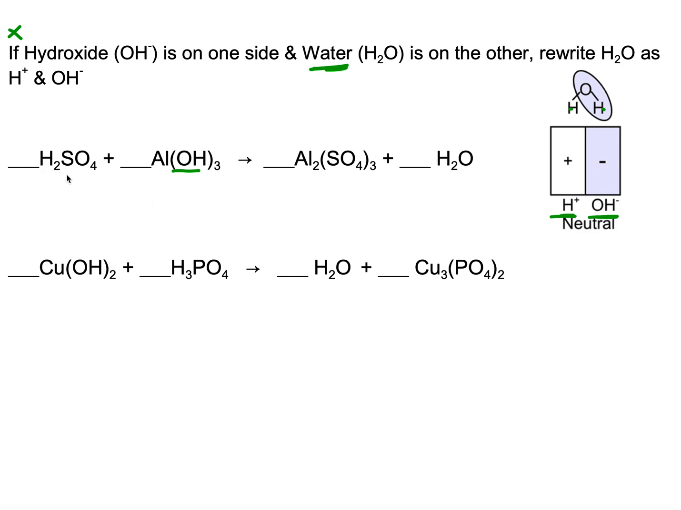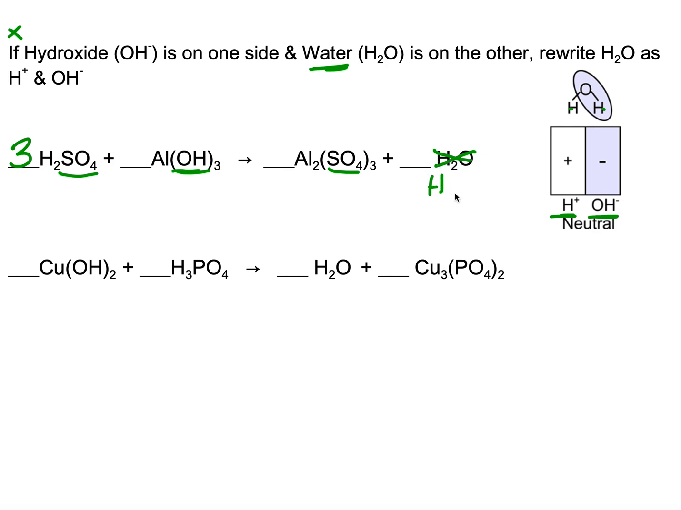I would see sulfate. There's one of those sulfates. There's three of those sulfates. So I'd go back here and put a 3 there. Then I look at my hydroxides. I see that there's 3 hydroxides. Over here, I see water. I don't see a hydroxide. So I'm going to take my water and I'm going to get rid of that formula. And I'm going to write H.